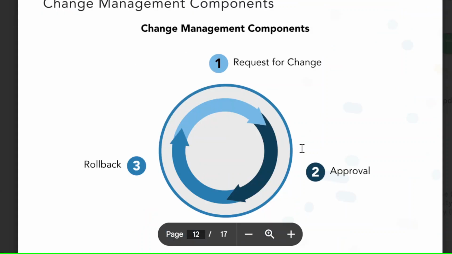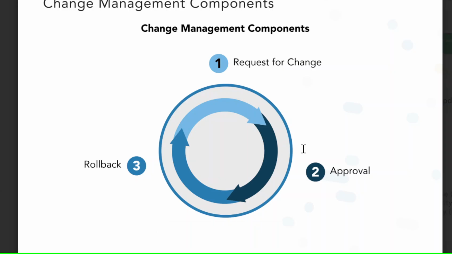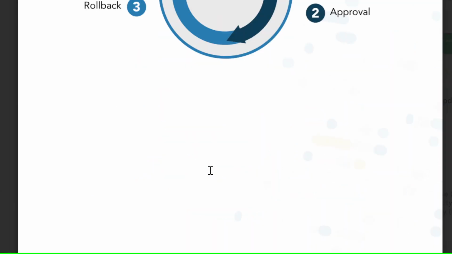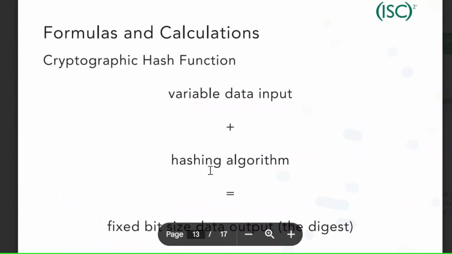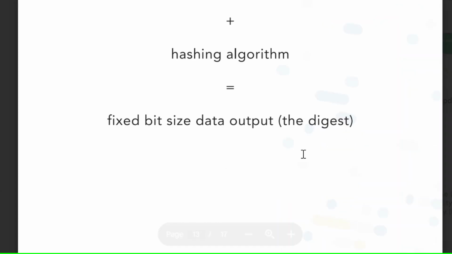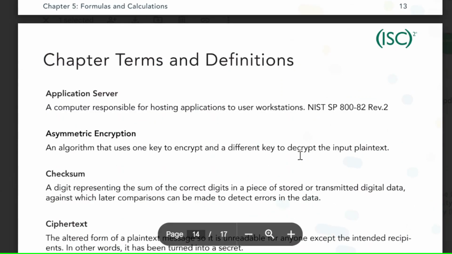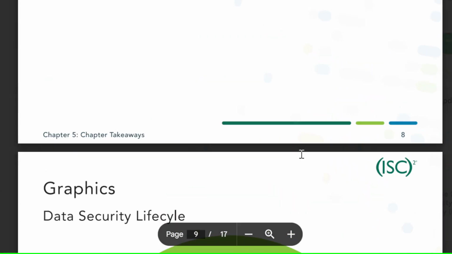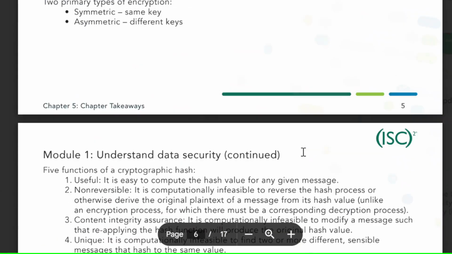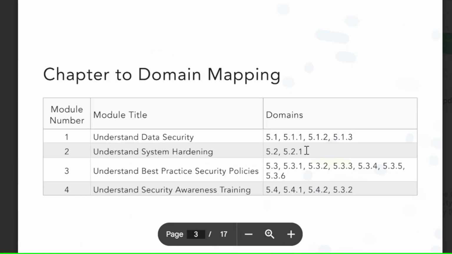Then the next stage we have is the change management component. Here it includes 3 stages. One will be a request for change, 2 will be the approval, 3 will be the rollback. And we have formulas and calculations for cryptographic hash values. So in a cryptographic hash function, we have variable data input plus a hashing algorithm, which gives a fixed bit size data output.